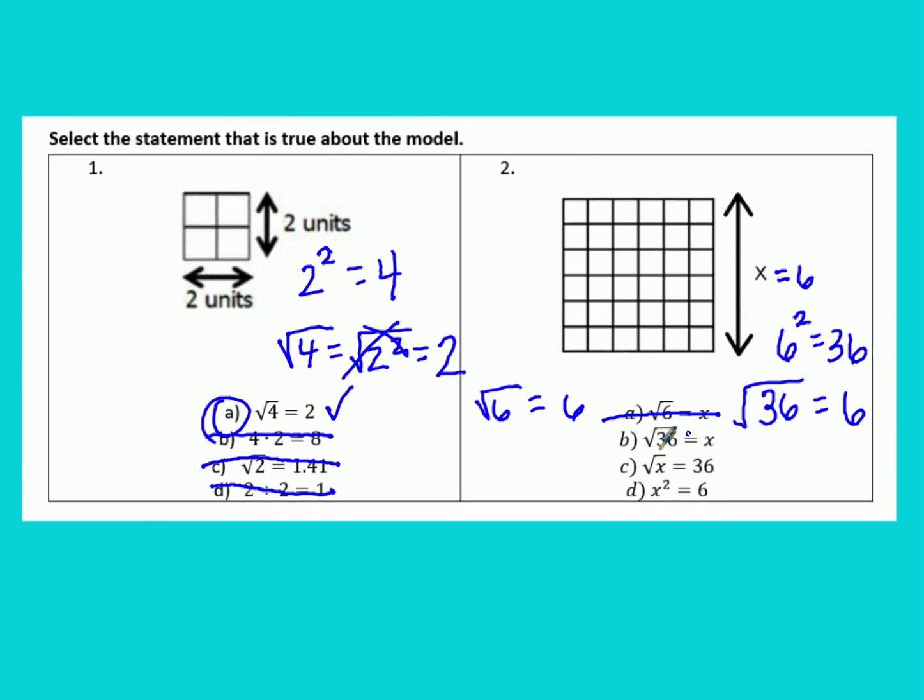In part B, it says the square root of 36 equals x, and we know that x equals 6. The square root of 36, we already know that that's 6, so that looks like a true statement.